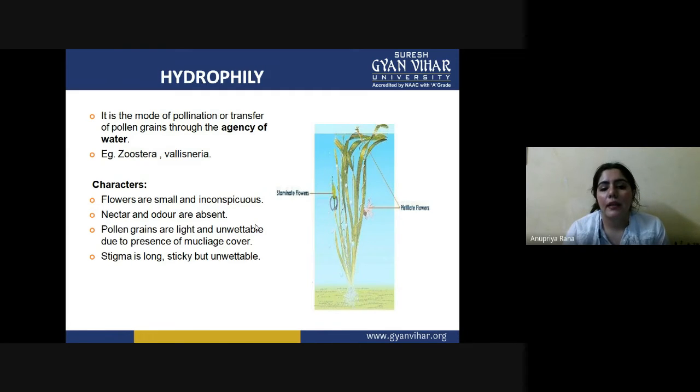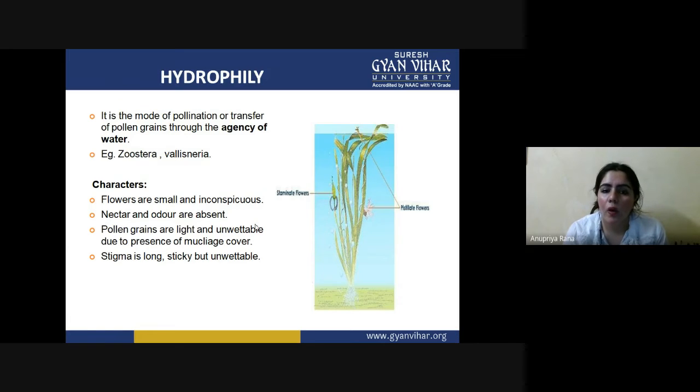Pollen grains are light and unwettable due to presence of mucilage cover. So pollen should be light as required in wind, and unwettable because wetting of the pollen can destroy their internal material. So that's why every hydrophyte has mucilage canals in them. So basically mucilage canals help them in their undecaying process. So this undecay process has to be done inside the pollen also, and hence they need the mucilage cover around them. Stigma is long, sticky but unwettable.